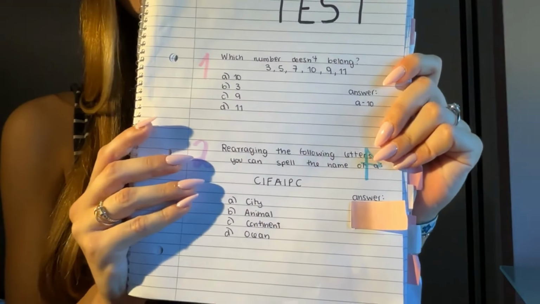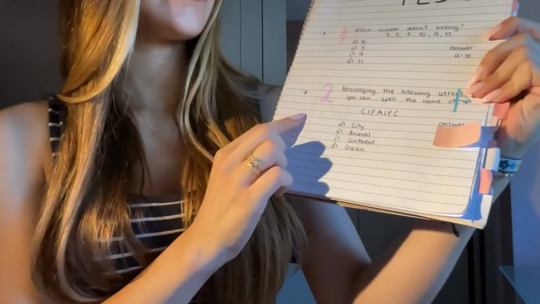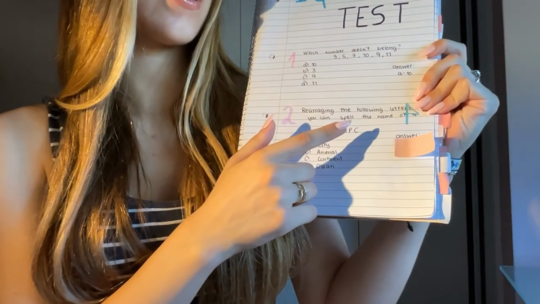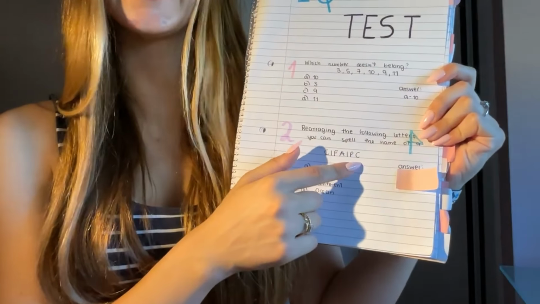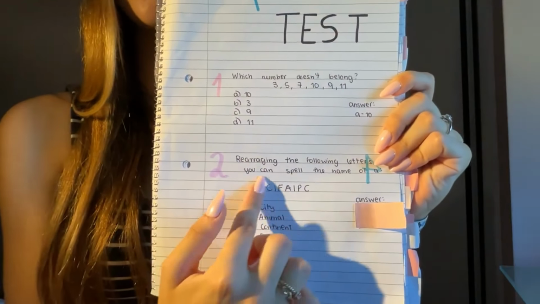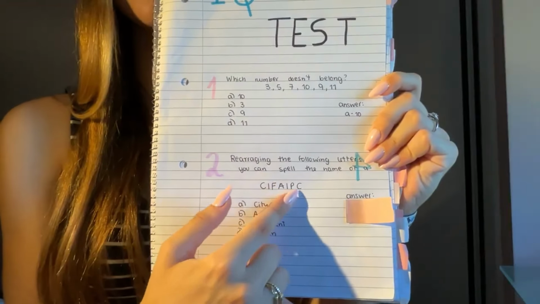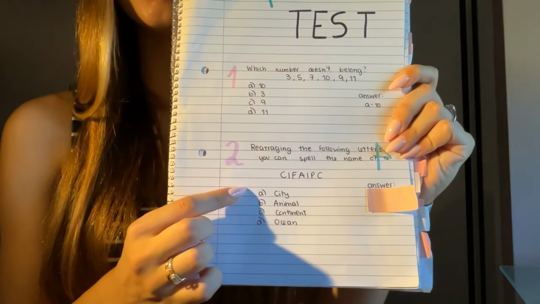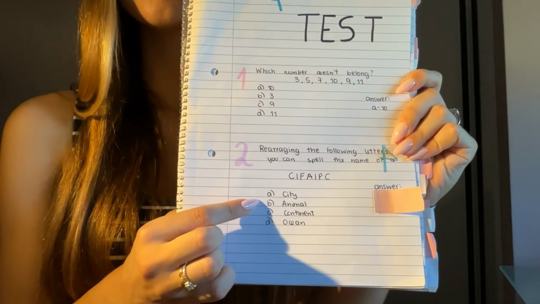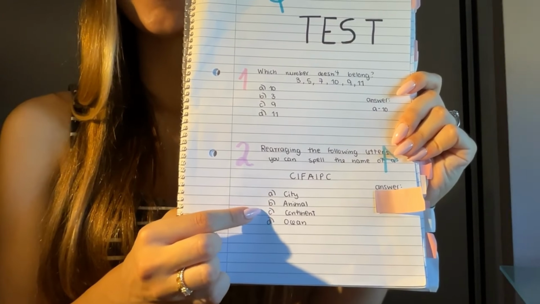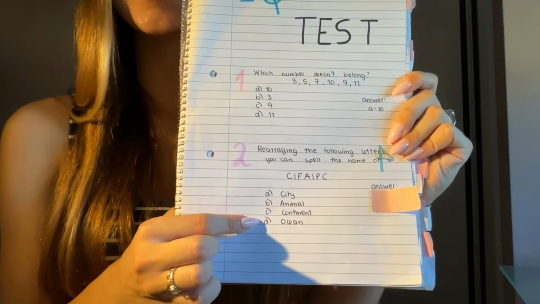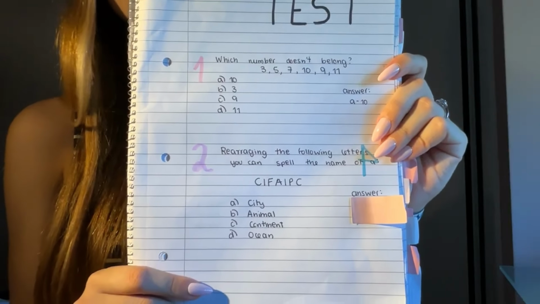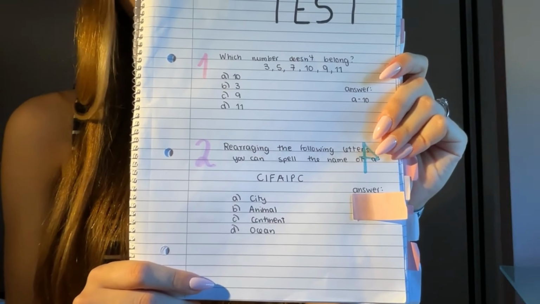So is it a city, an animal, a continent, or an ocean? I'm going to give you some time to take a look. We have the letters C, I, F, A, I, P, and C again. You have to use all of the letters and rearrange them to get a word. Please let me know if the word you get is A, a city, B, an animal, C, a continent, or D, an ocean. Now I'll give you some time to try to rearrange them to form a word.